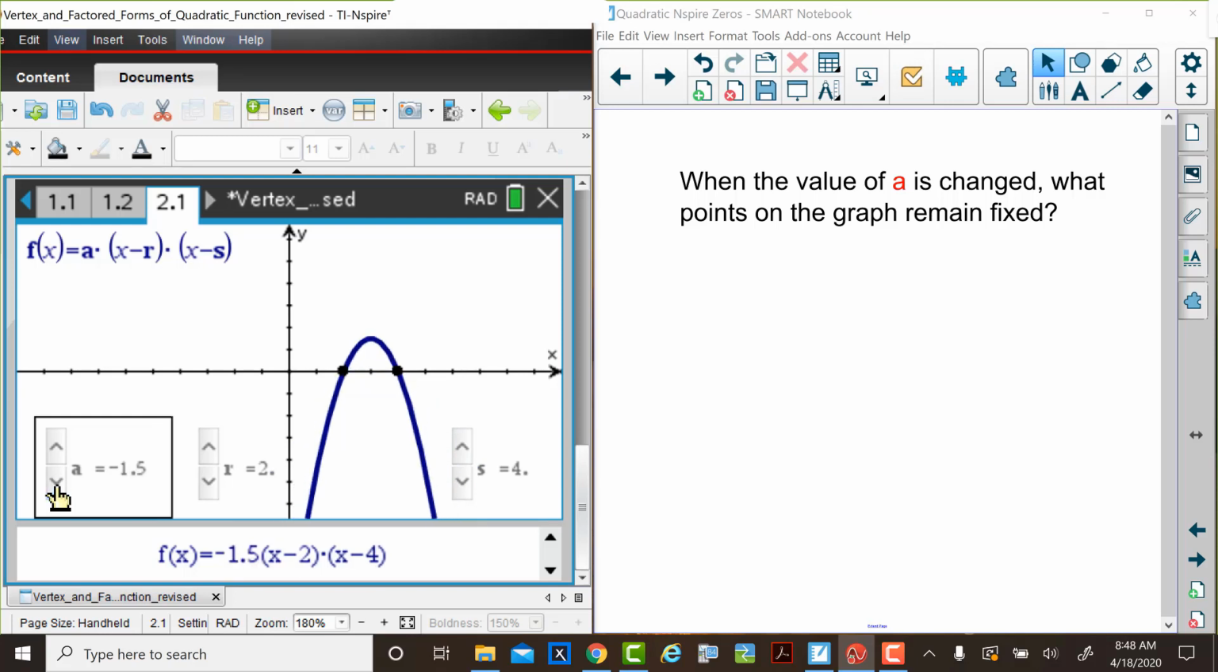So we'd like to ask you to pause the video and think about when the value of a was changed, what points on the graph remained fixed. Please write down your response and then return to the video.